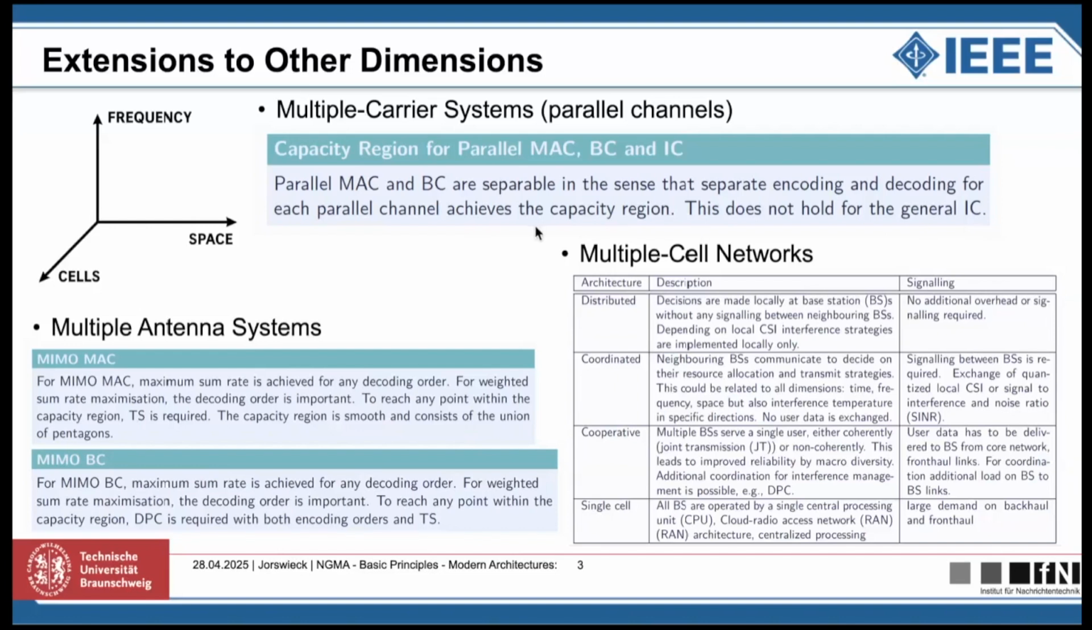There, it has been shown that the capacity region can be improved if coding is performed over the carriers. Now, if we go to multiple antenna systems, the situation also changes dramatically.